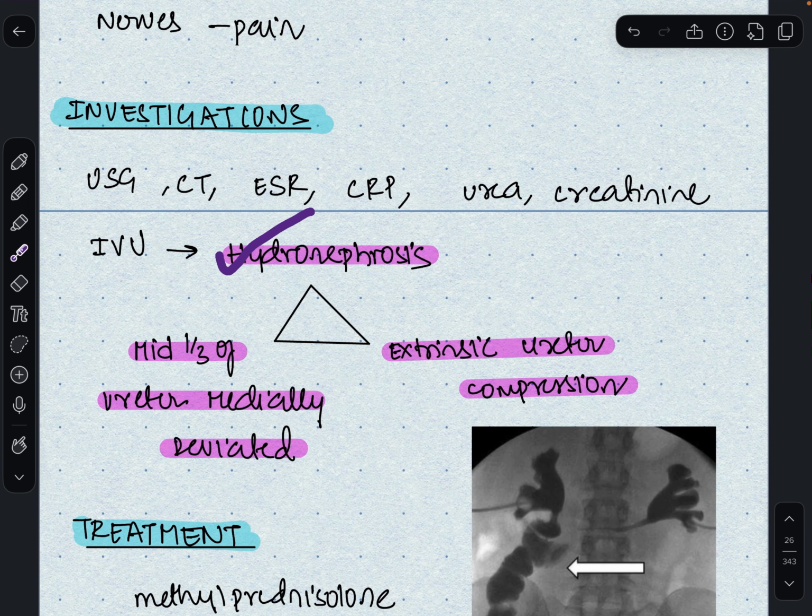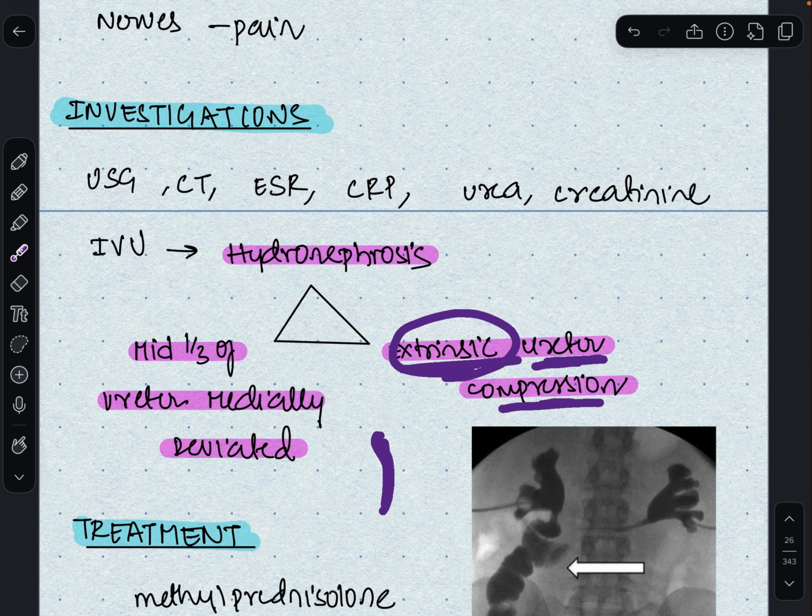First thing, you see hydronephrosis because of the compression to the ureters. And then second, mid 1/3 of the ureter is shifted medially, right? Why? Because of the retroperitoneal fibrosis, these ureters will be getting shifted medially. The mid 1/3 of the ureters will be getting shifted medially. And extrinsic ureter compression. Why again extrinsic ureter compression? Because of the retroperitoneal fibrosis, which will be compressing this ureter from the outside, which is called extrinsic ureter compression.